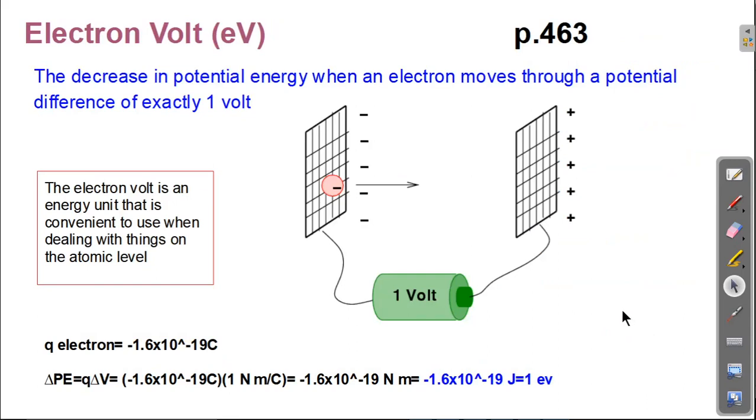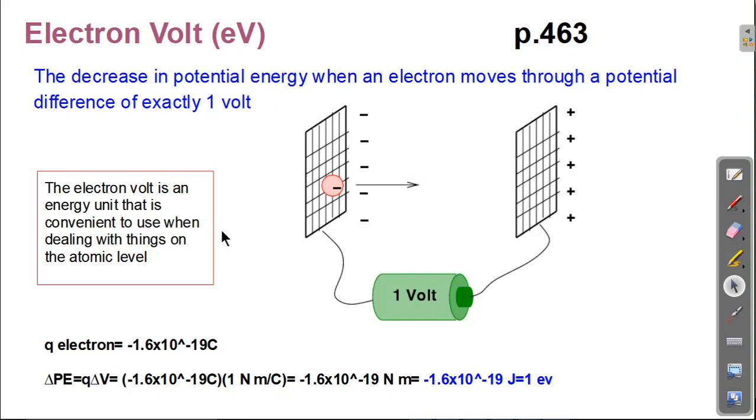Let's talk about the electron volt, eV, on page 463. What is that? It is the decrease in potential energy when an electron moves through a potential difference of exactly 1 volt. So these are your charges that are stationary. The potential energy created by this electric field is 1 volt. Here you have your electron moving, attracted to the positive charges. So the decrease in that potential energy, because it's moving, becomes kinetic energy. That is the electron volt.